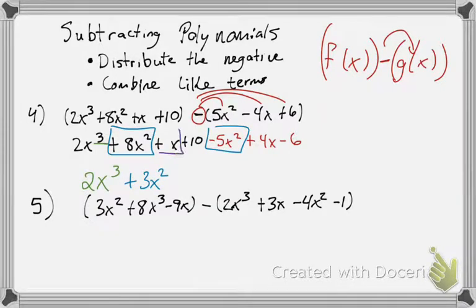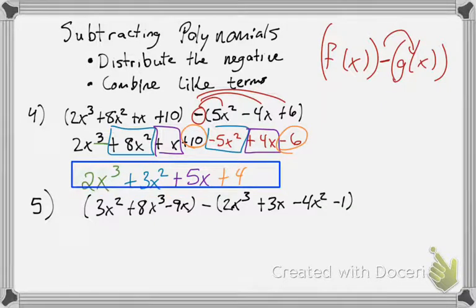Then I see I've got 1x plus 4 more x's. 1x plus 4x would be plus 5x. And then I finish off, I've got 10, subtract 6. 10 minus 6 would be 4. And I'm finished. Okay, and literally this is all you got to do on these.